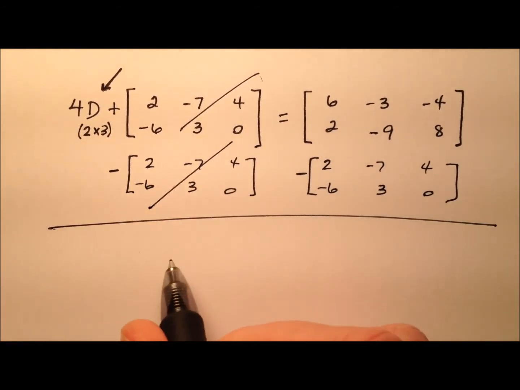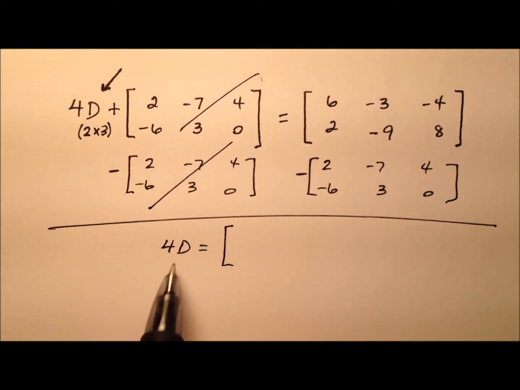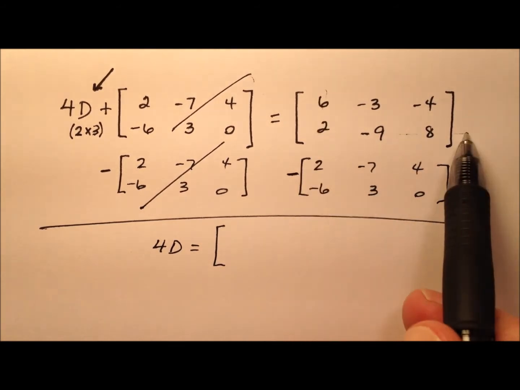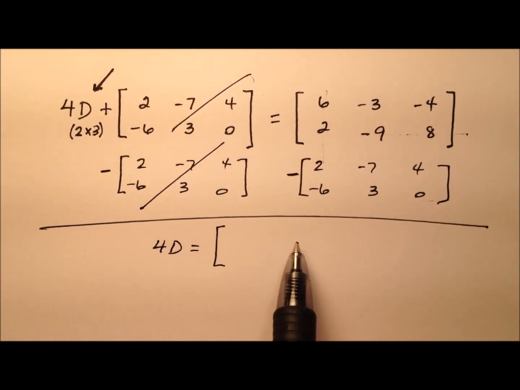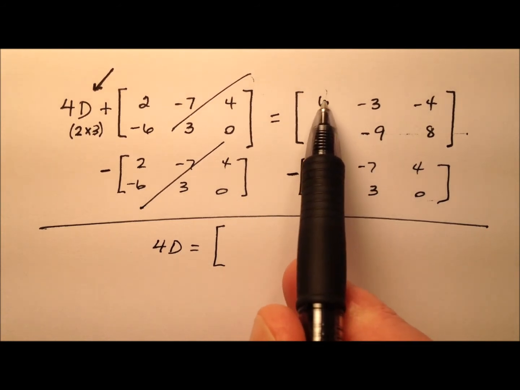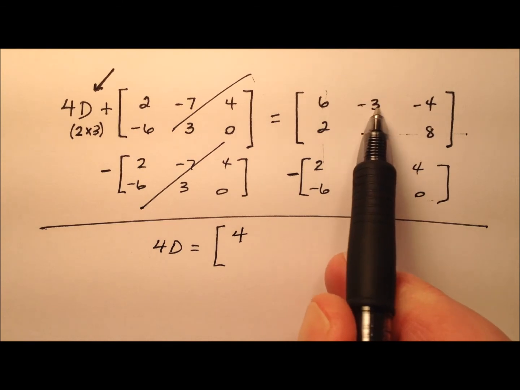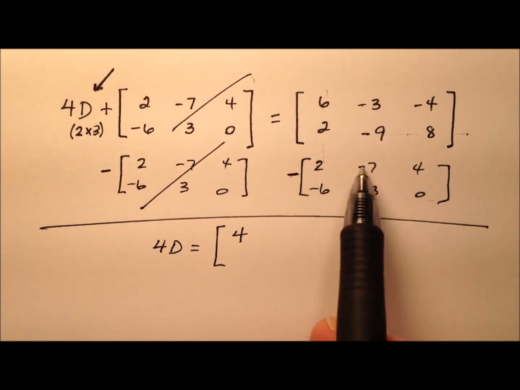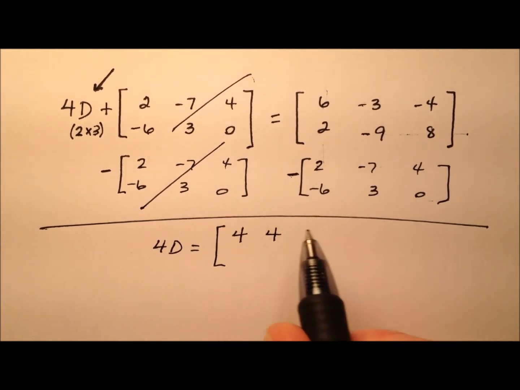So what I'll be left with on the left side is 4 times D, which again is that matrix that we're solving for. And here on the right side I have this 2 by 3, and I'm going to subtract this 2 by 3. And again they have the same dimensions, so all I'm going to be doing is subtracting their corresponding entries. So first 6 minus 2 will be 4, and then we have -3 minus a -7. So when we're subtracting a negative, really we're adding. So -3 plus 7, that'll be 4.